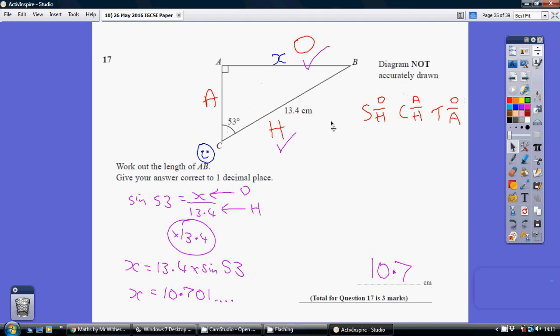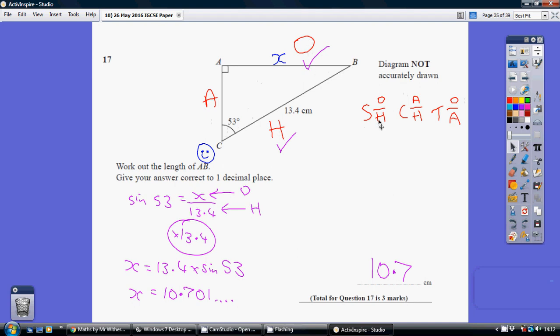So process then. Picture yourself sitting on the angle and then label up the three sides. That's the hypotenuse, that's the long slanty one opposite the right angle. That side is opposite me, O for opposite, and this side is adjacent to me. So I then tick the two sides that either I know the length, well I know this is 13.4, so I know the hypotenuse, or it's the length I need to work out. Well, I've been asked to work out the length of AB, so I've ticked O as well.